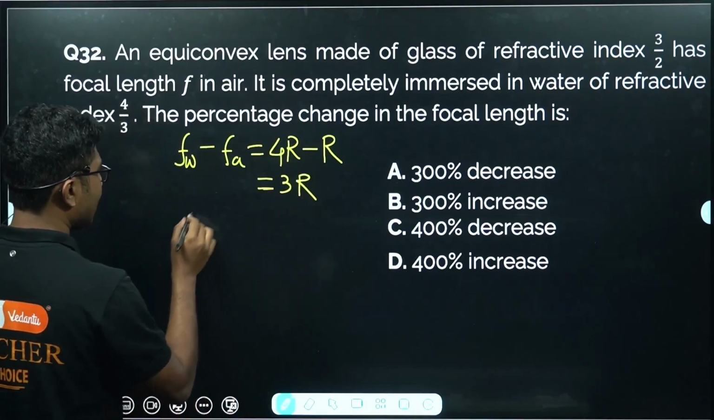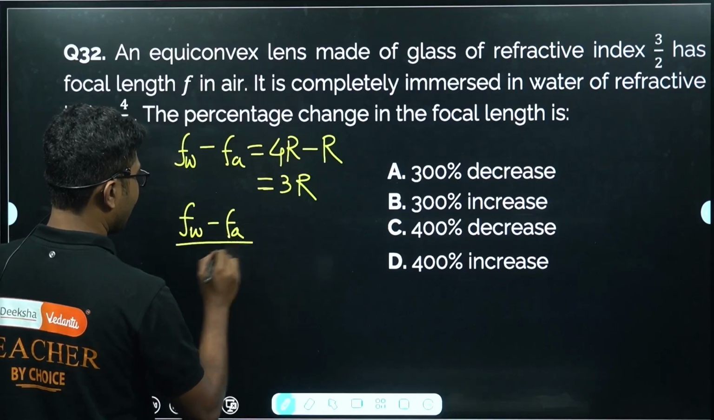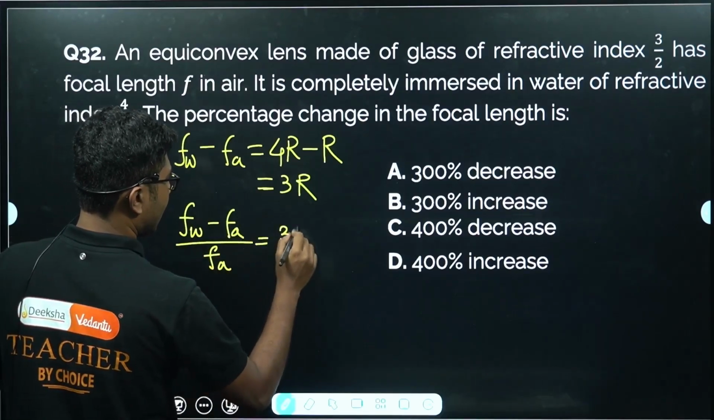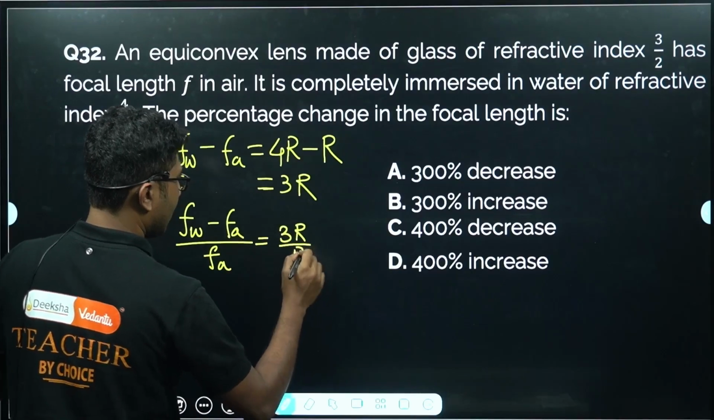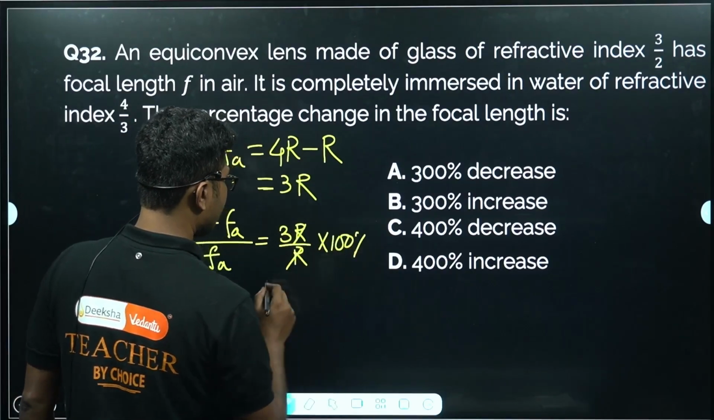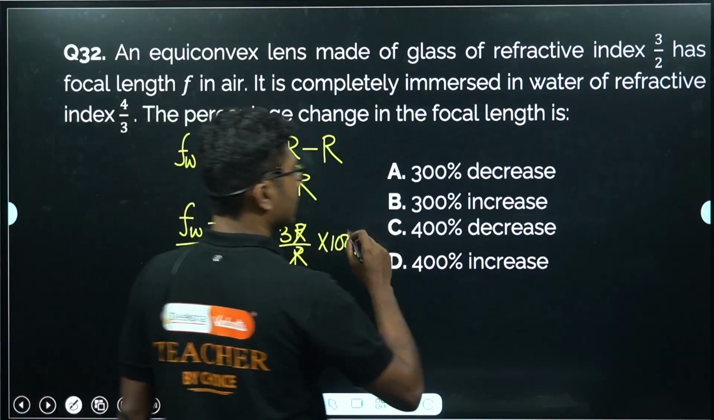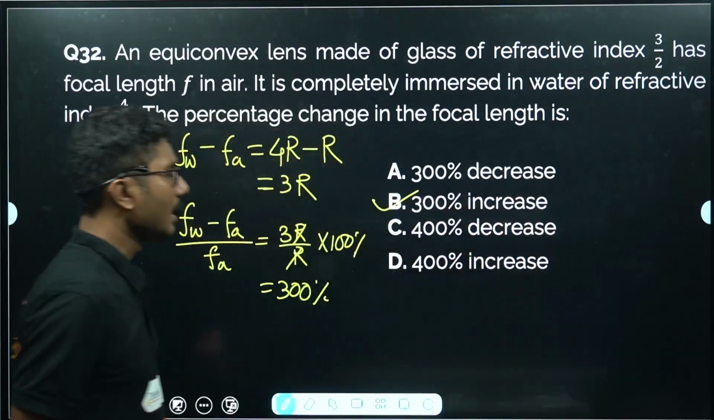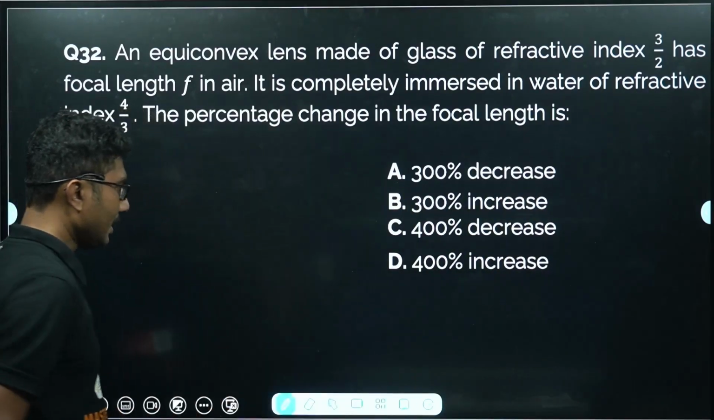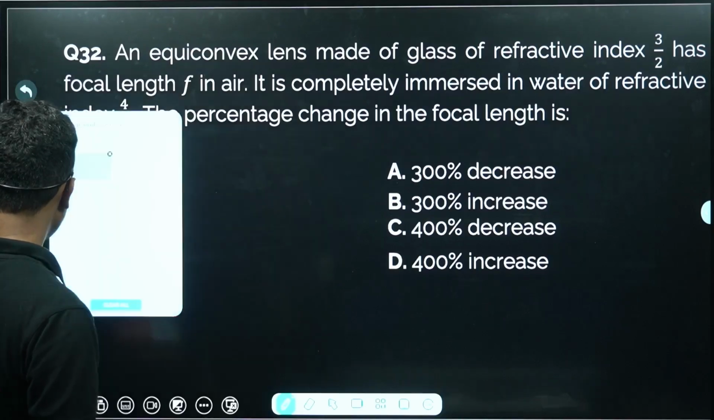So, percentage change is (Fw minus F air) divided by F air, equals 3r by r, r cancels, times 100%, that is 300%. So, the correct answer is 300% increase. It is not a decrease, it is only an increase. Okay. Now, let us move on to the next question.